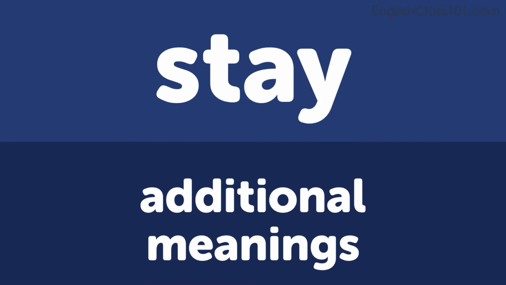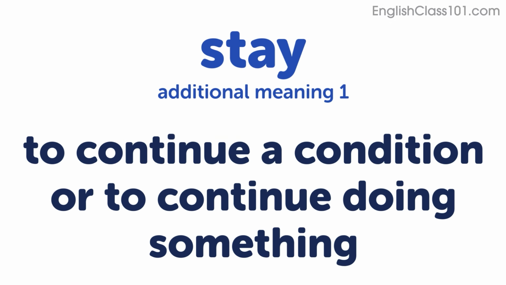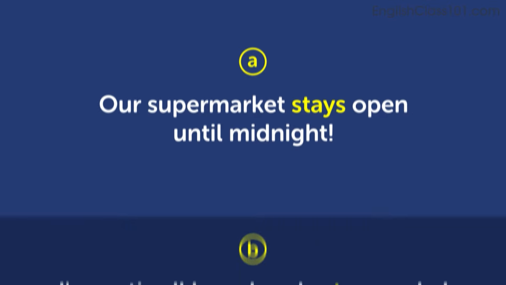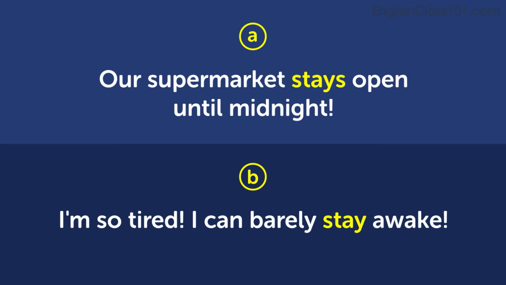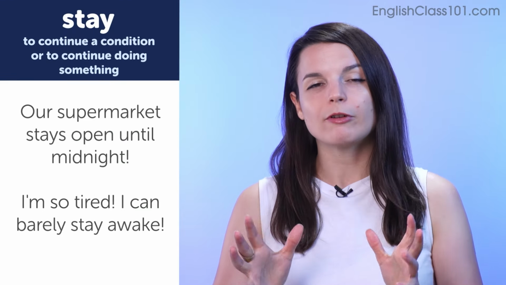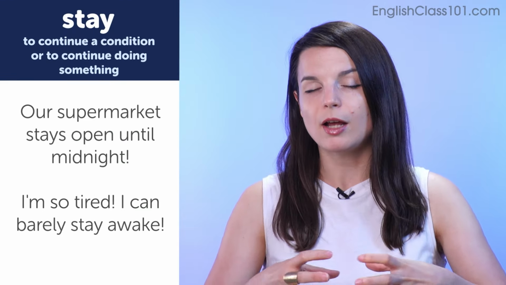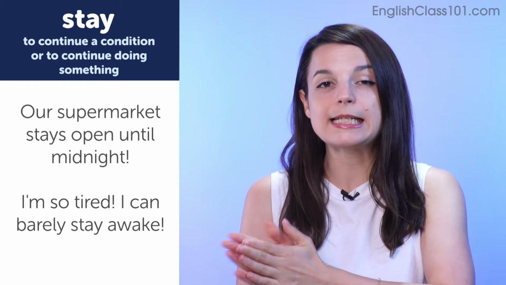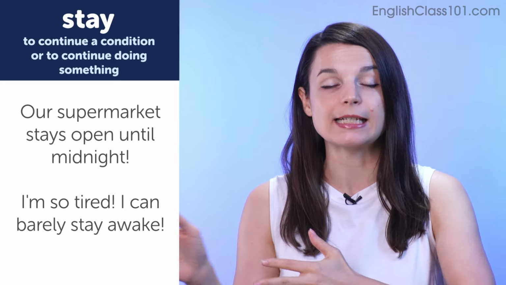Now let's talk about some additional meanings for this verb. The first additional meaning is to continue to do something or to continue a condition. Some examples. Our supermarket stays open until midnight. I'm so tired, I can barely stay awake. So this use of stay doesn't refer to a location, not a place, but actually a condition, or that some state is continuing.